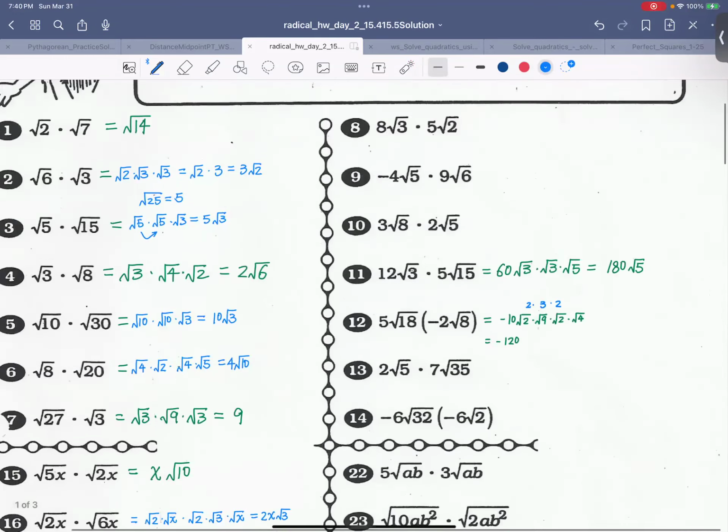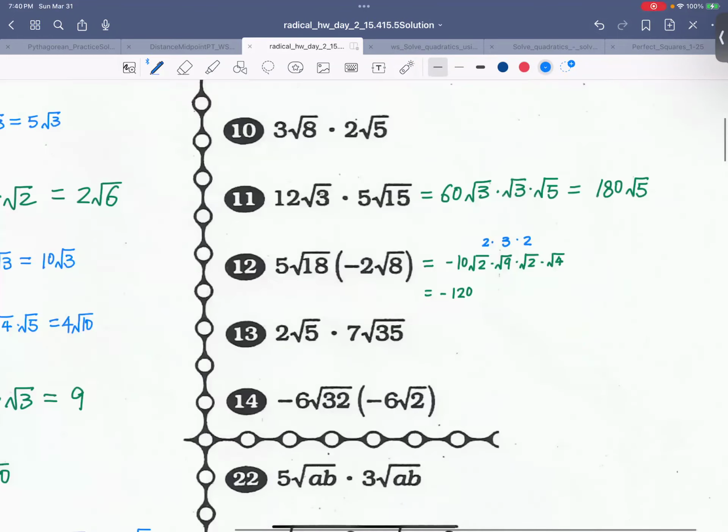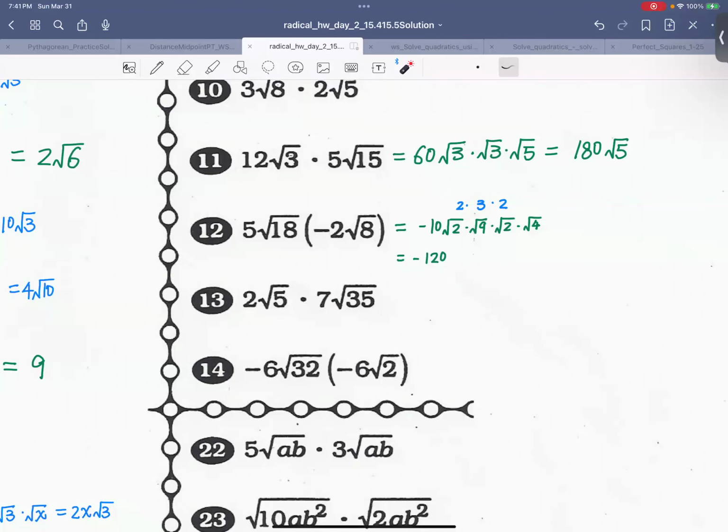Now, let's see. Ryan, let's go ahead and do number 13. First thing, 2 times 7, right? And it stays on the outside. So it'd be 14, 2 by 7. And then it's square root 5 times square root of 3 times square root 5, times square root 7. This is not a 3 by 5. This is 35. Yeah, 35, sorry. It is 5 by 7.